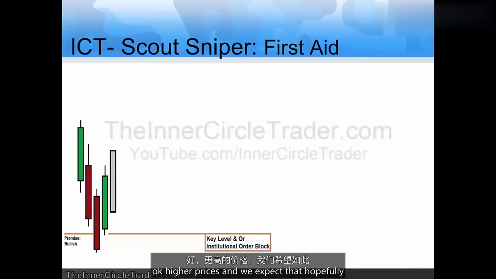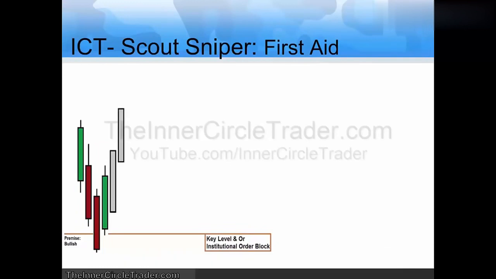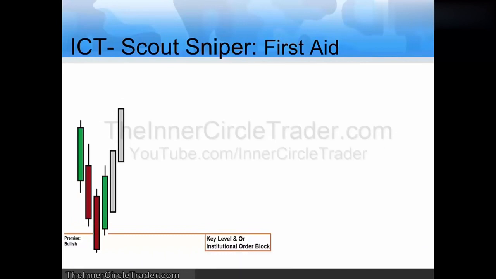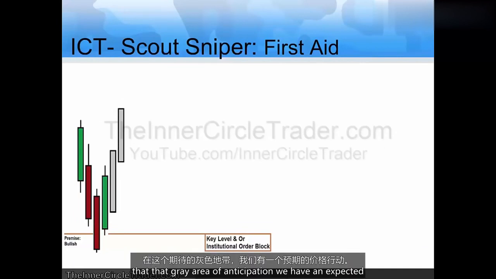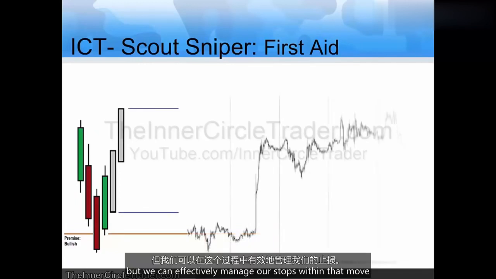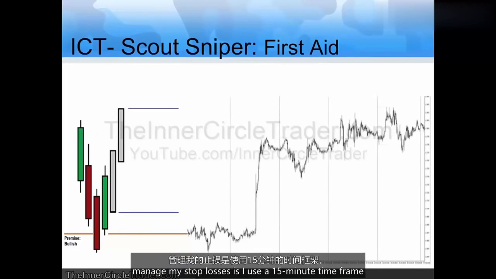Okay, so while we would anticipate higher prices, and we expect that, hopefully we see that. Again, keeping in mind that's a gray area. We're expecting those price levels to be reached on the upper side, but they're not promised. So inside of that gray area of anticipation, we have an expected outcome in price action, but we can effectively manage our stops within that move. Okay, and there's a way that I do it, but once you have your setup, the way I manage my stop losses is I use a 15-minute time frame.